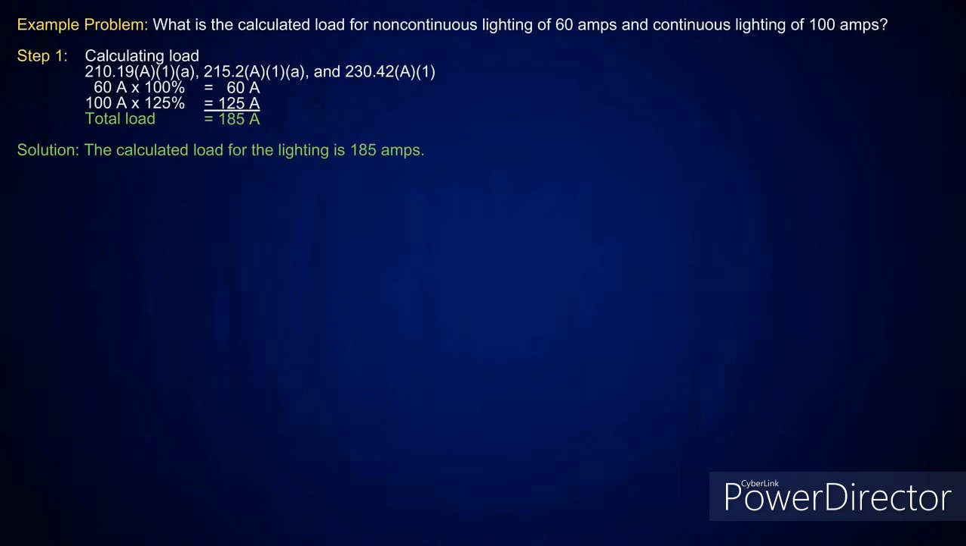215.2A10, that's your feeder circuits, and 230.42A1, that's your service. The thing is, anytime you're doing a non-continuous load, you take it at what? 100%. Continuous load, 125. Doesn't matter which one of them you're doing. You're still going to do it the same for the branch circuit, feeder, or service.